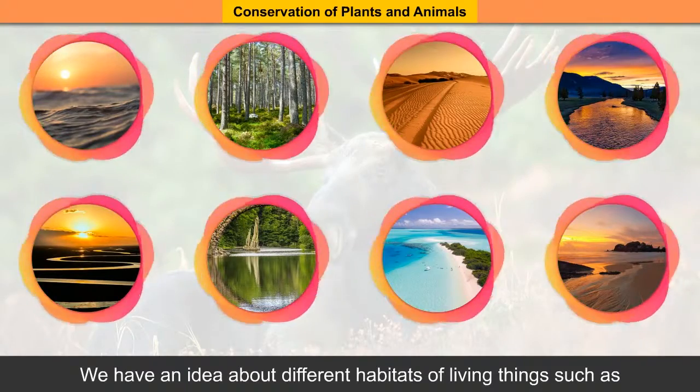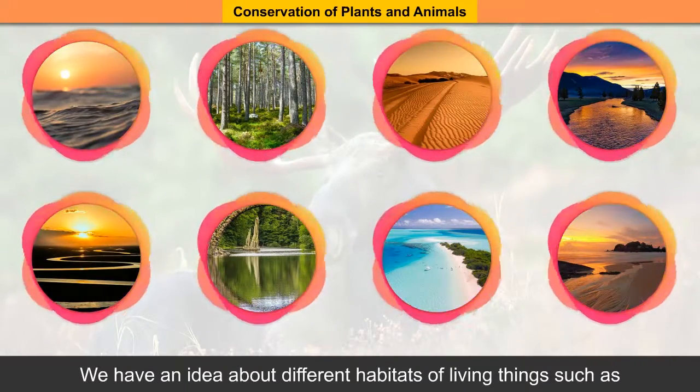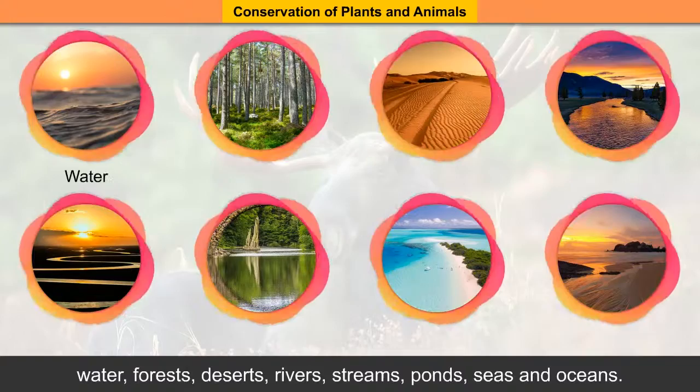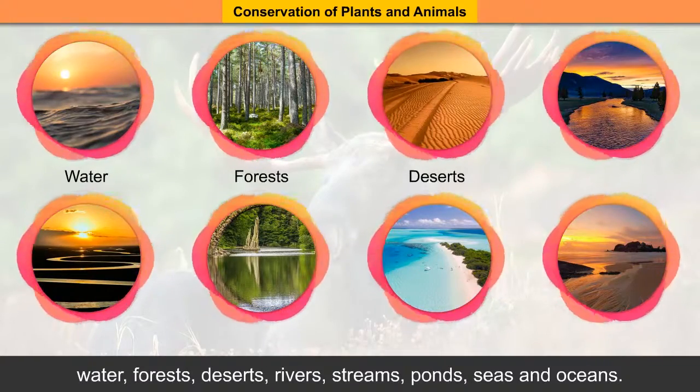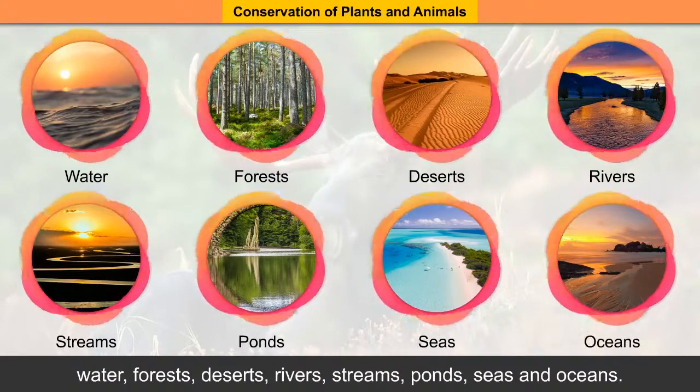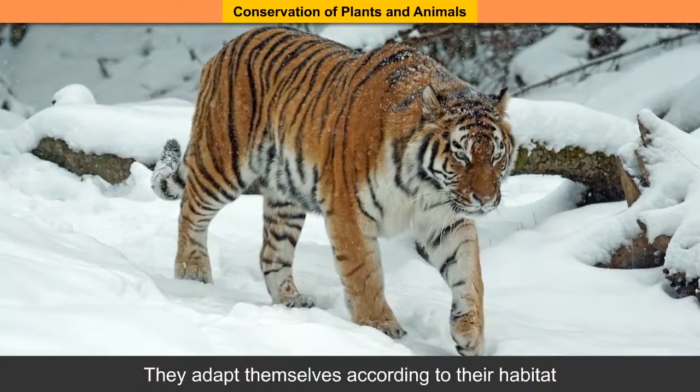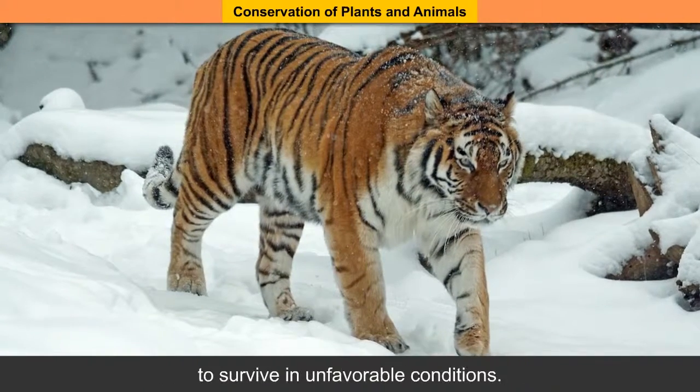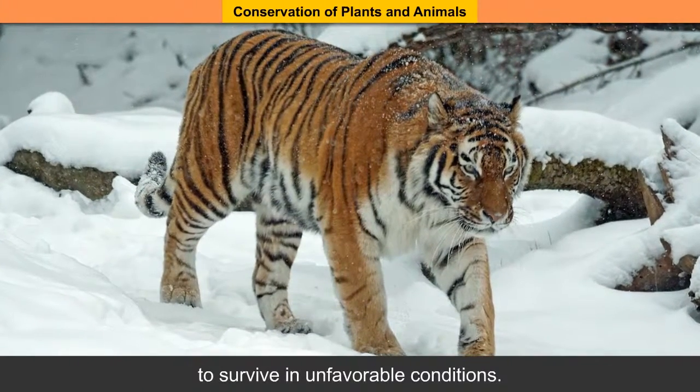We have an idea about different habitats of living things such as water, forests, deserts, rivers, streams, ponds, seas, and oceans. They adapt themselves according to their habitat to survive in unfavorable conditions.